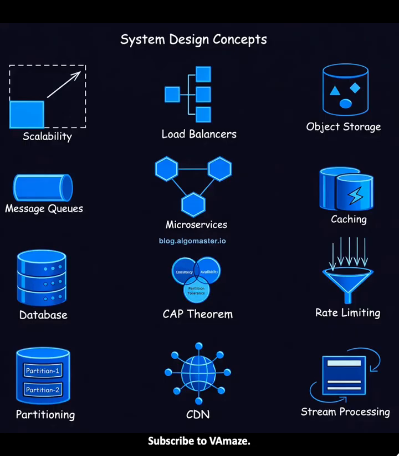Microservices break a monolithic application into small, independently deployable services, each responsible for one thing. Your user service, payment service, and notification service all run separately, scale independently, and can be updated without taking the whole system down. It's how Netflix, Uber, and Amazon operate at planet scale.